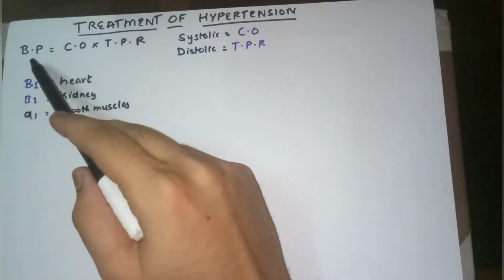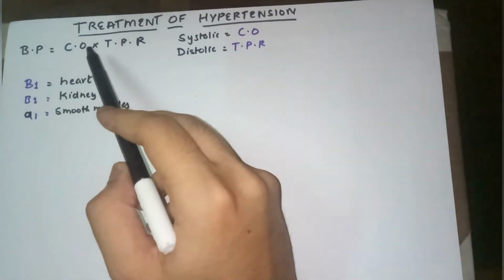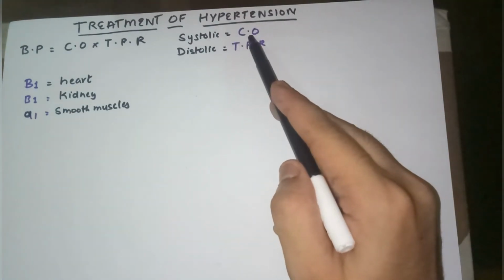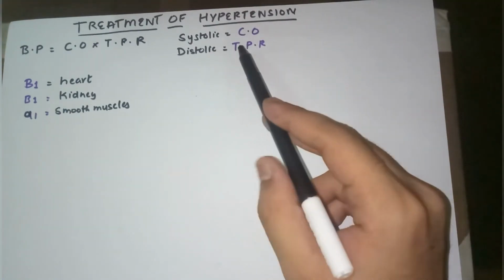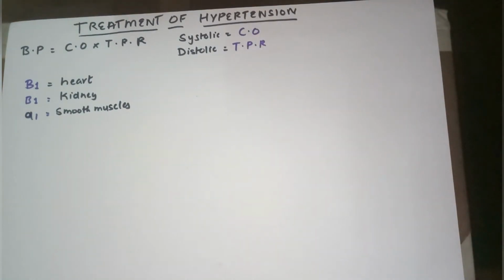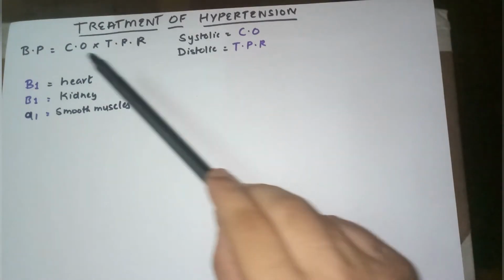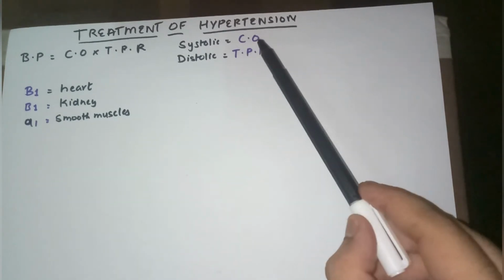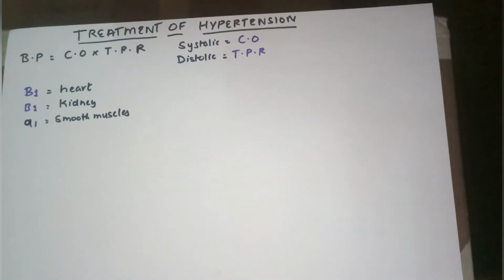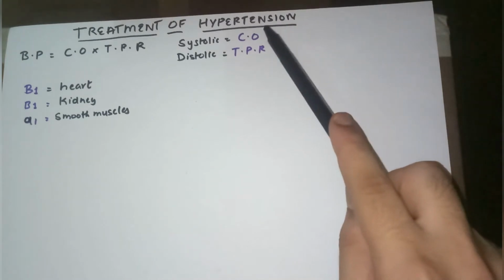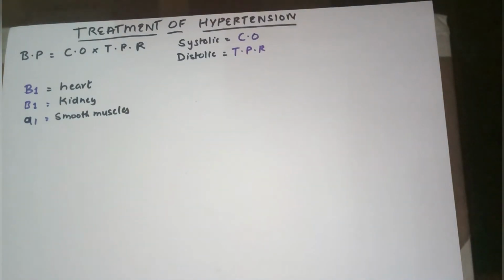As you know, blood pressure is equal to cardiac output times total peripheral resistance. The systolic blood pressure depends upon cardiac output and the diastolic blood pressure depends upon total peripheral resistance. So what happens in hypertension? Either cardiac output increases and systolic blood pressure increases, or total peripheral resistance increases and the diastolic blood pressure increases. So our treatment is just to decrease the systolic and diastolic pressure, or we can say decrease the cardiac output and total peripheral resistance.